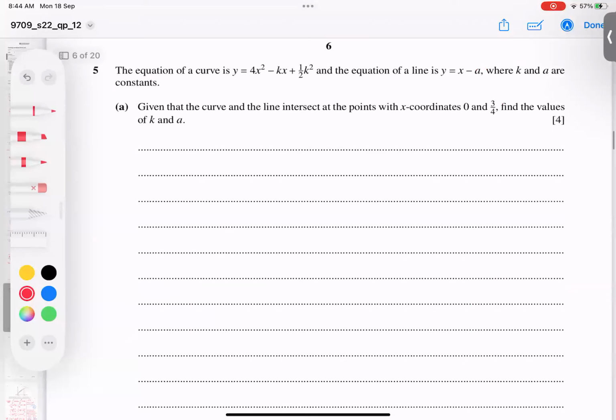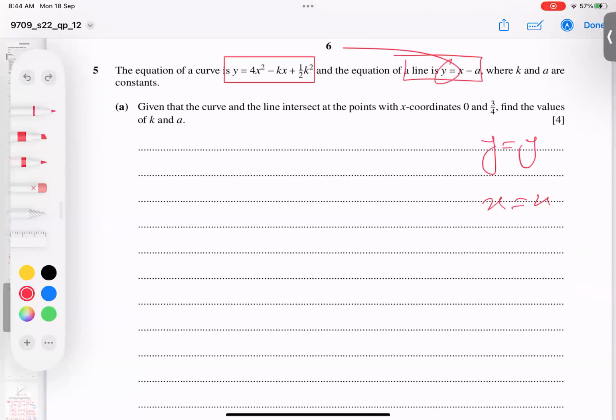The next question mentions that the equation of a curve is given by him as this, and the equation of a line is given by him as this. He mentioned that the curve and line intersect. So if they intersect, how can we do it? Intersection is very clear. We can say either y equals y, or x equals x. Okay, I think the first is better.